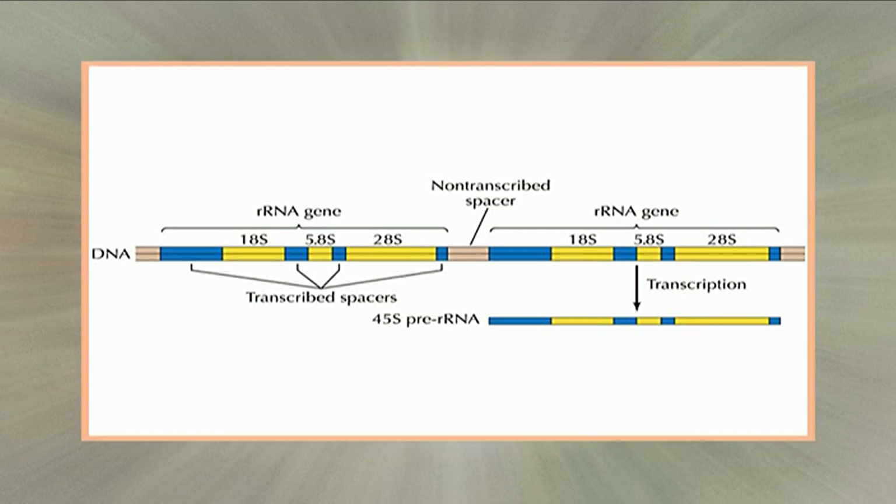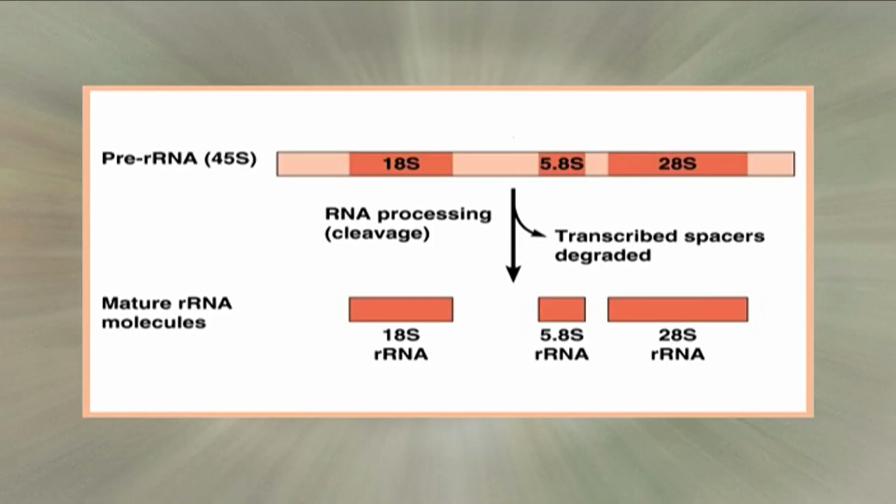External transcribed spacers are present at both the 5' and 3' ends of the pre-rRNAs, and 2 internal transcribed spacers lie between the 18S, 5.8S, and 28S rRNA sequences. Early steps in the processing of this transcript are cleavages within the external transcribed spacer near the 5' end of the pre-rRNA and removal of the external transcribed spacer at the 3' end of the molecule.